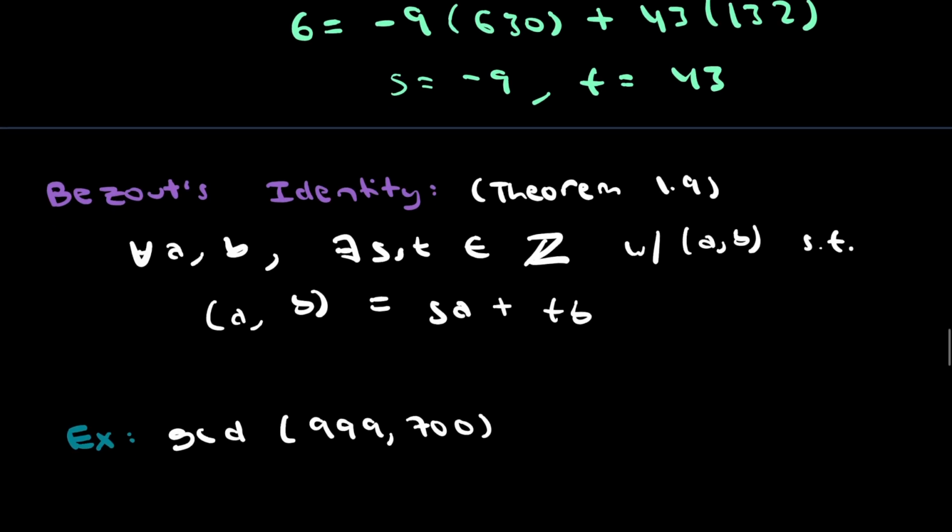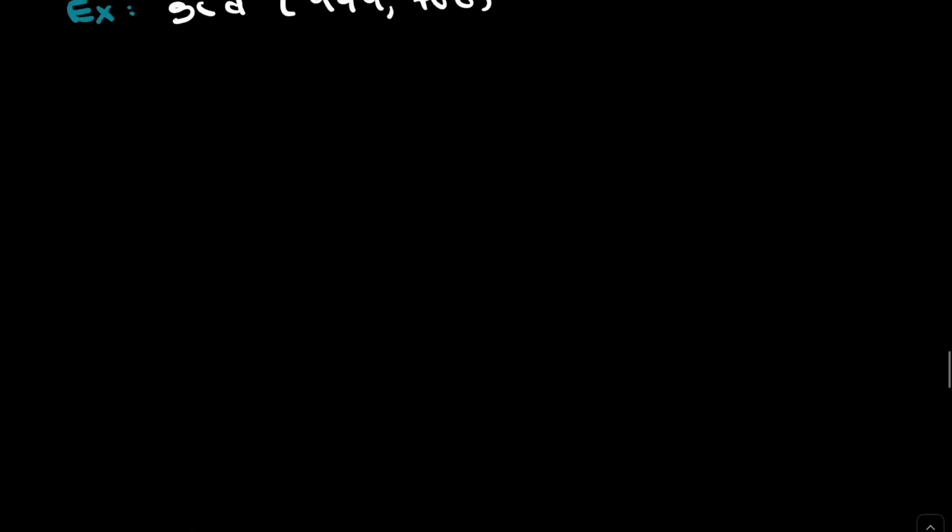Now we have this other example, which I suggest you try to do yourself, and you can pause the video here. We're trying to find the greatest common divisor of 999 and 700. I'll skip the work. We'll first find that the greatest common divisor turns out to be 1, and then the Bezout coefficients.